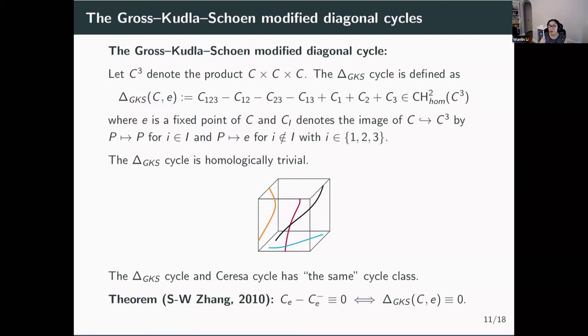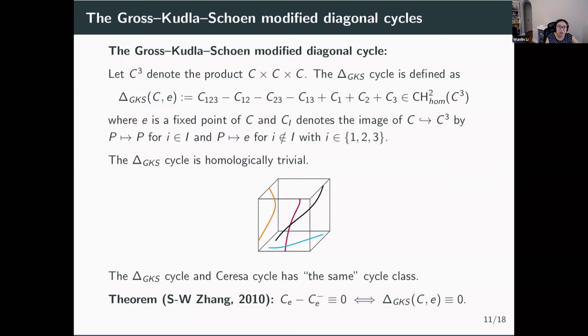It is a one cycle in a threefold. You cannot get much easier than that, right? Because codimension one means you are a divisor, and a one cycle in a threefold is a codimension two cycle. It's one step away from a divisor. This shows you that's the first step to start the algebraic cycles beyond divisors.